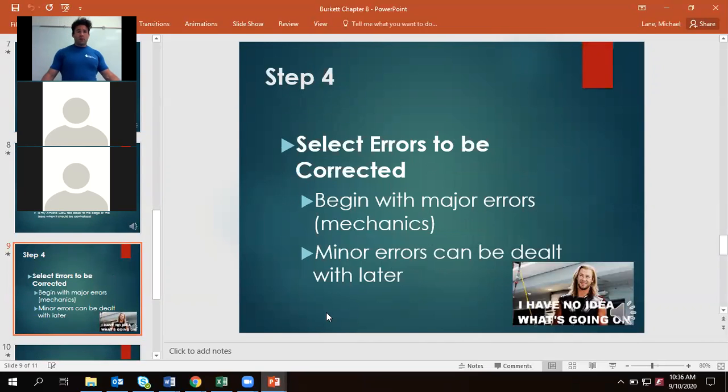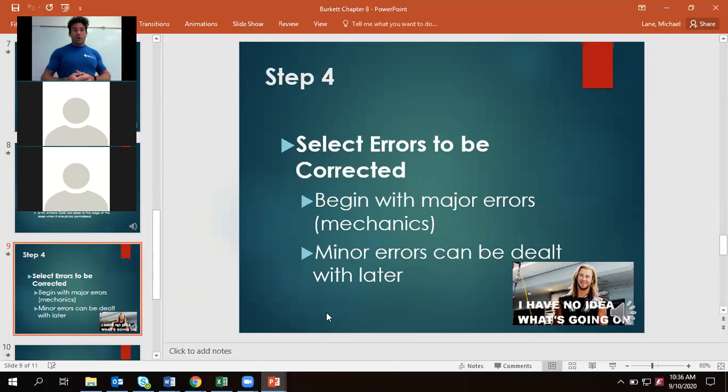Now, from there, what are we going to correct? Is it going to be everything all at once? No, for the love of God. So first thing we want to do is start off with the major errors. Is their back rounded? Are they twisting their spine in a weird way? Are they moving their shoulder in an unnatural position?